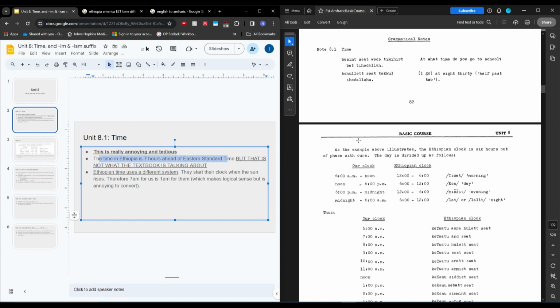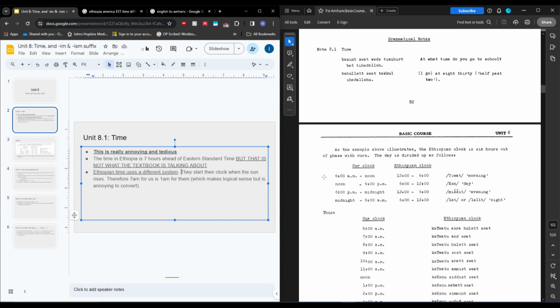Don't get that confused with what the textbook is talking about here. What the textbook is talking about is not just time differences from time zones. This is talking about using a completely different time system. The logic behind it is that for us, let's say the sun rises around 7 a.m. or 6 a.m., right? In Ethiopia, when the sun rises, that's supposed to be 1 a.m. for them because they think the day should start on 1. It makes logical sense, but it makes it very annoying to deal with their time system.